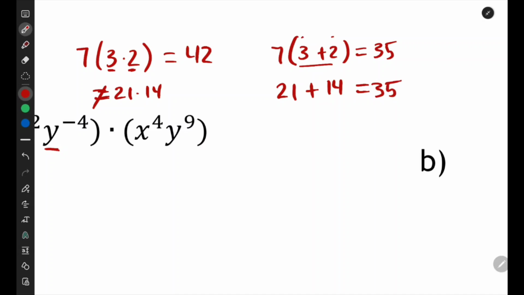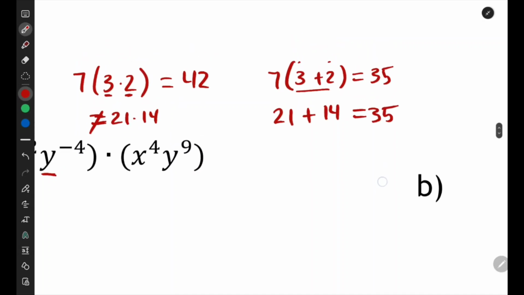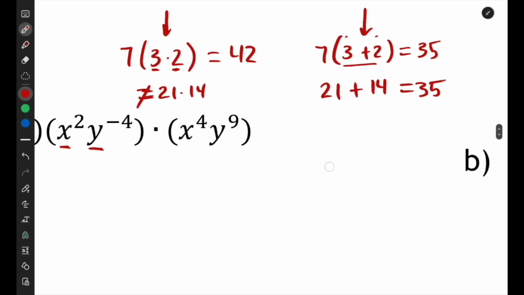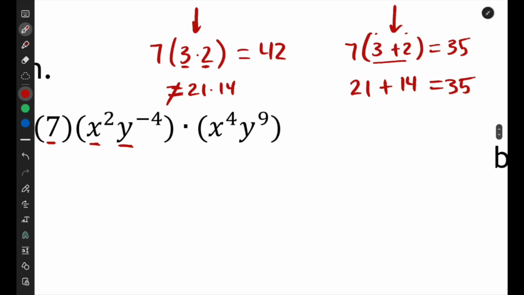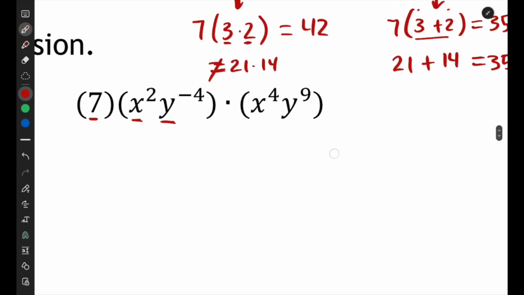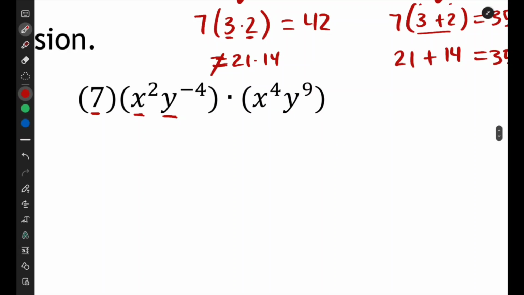So we can understand the confusion. The important point to take note of is that there's a difference between factors, right? 3 and 2 here are factors. They're being multiplied to produce a product. And over here, 3 and 2 are terms. They are being added to produce a sum. So we do distribute across terms, but there's only one 7 in the other case, right? There's not a 3 times a 7 and a 2 times a 7. It's just 7 times the thing. So come back to this.